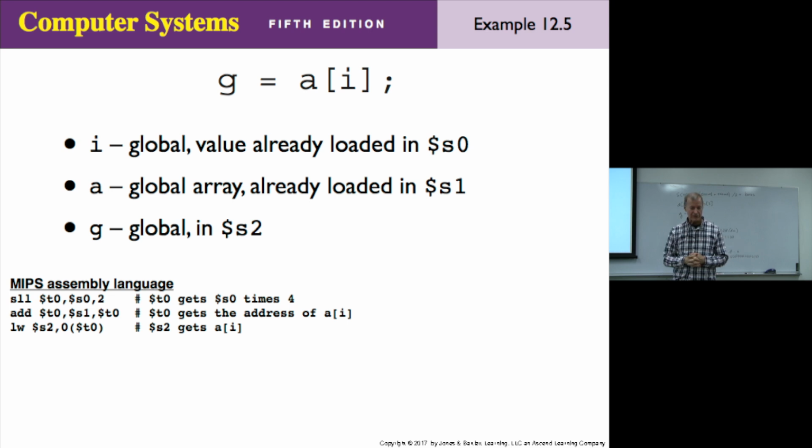So now do you see how that first instruction works? Shift left logical. What is it shifting left? What is in S sub 0? We assume that's where the I is. Are you with me? So that multiplies the I times 4, and it puts the value in a temporary register $T0. Are we good? And then we add the content of register $T0 with the content of register $S1.